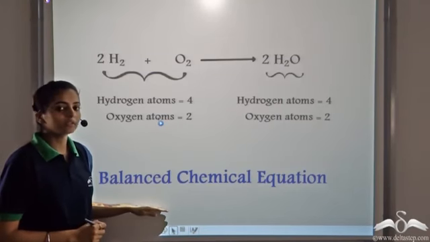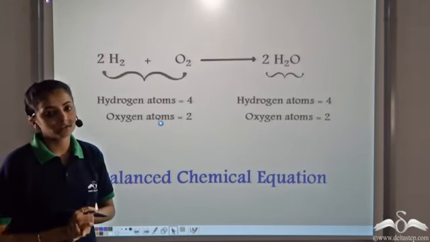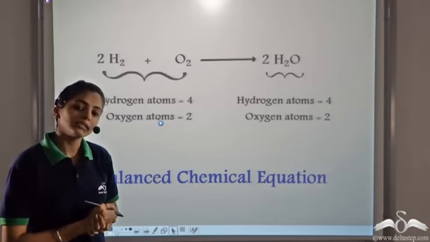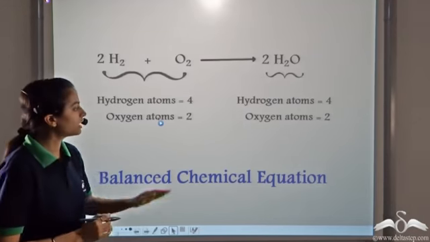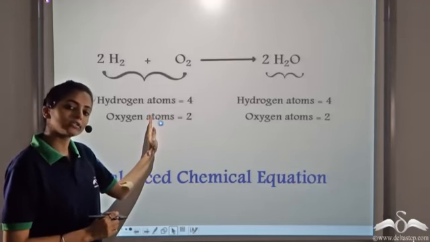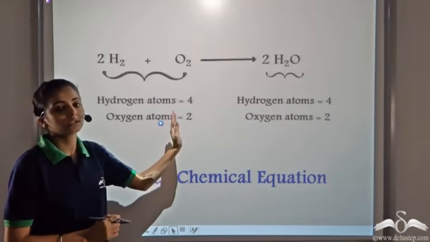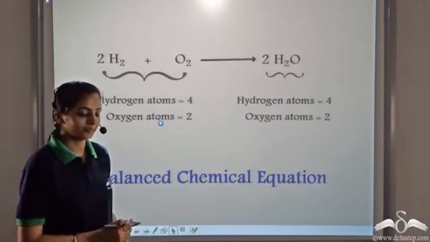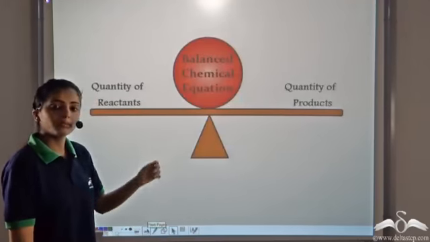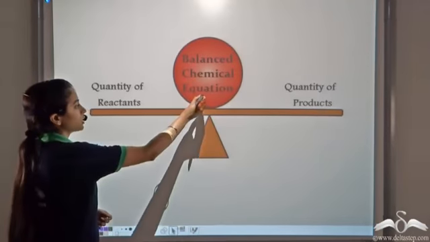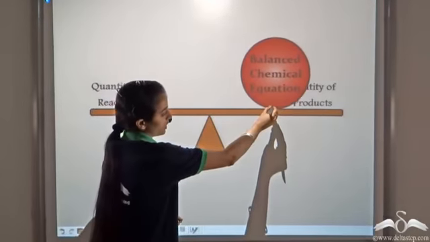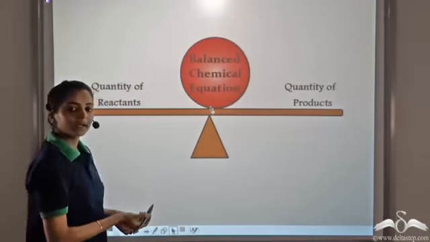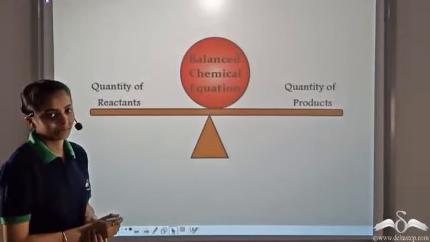This is very important because according to the law of conservation of matter, matter can neither be created nor destroyed. It can only change its form. So the number of atoms on the reactant side should always be equal to the number of atoms on the product side. So in a balanced chemical equation, the quantity of reactants is always equal to the quantity of products. And that is why it's known as a balanced chemical equation.